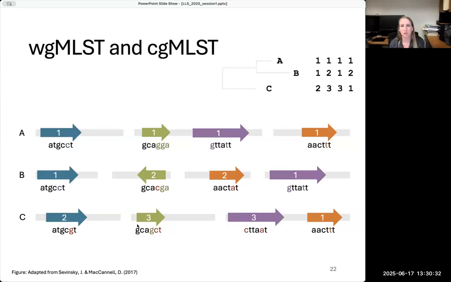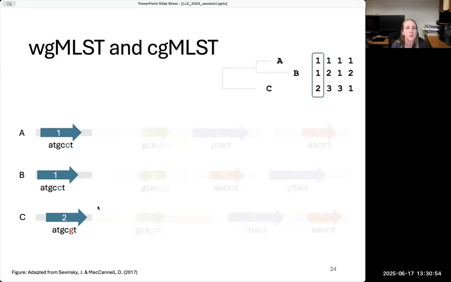So here's a simple example of this. Here is isolate A, isolate B, and isolate C. We're going to look at four different loci or genes, so those are each a different color. The first one's blue, green, purple, and orange.